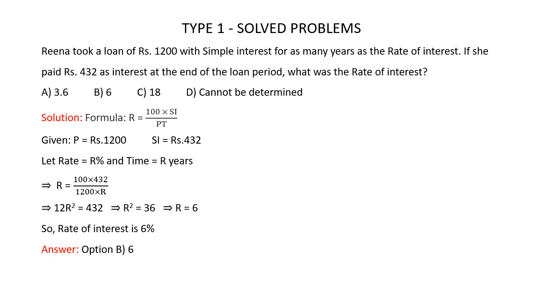On solving this, we get 12R squared is equal to 432. So R squared is equal to 36, which means R is equal to square root of 36, which is 6. So rate of interest is 6%. The correct answer is option B, 6.